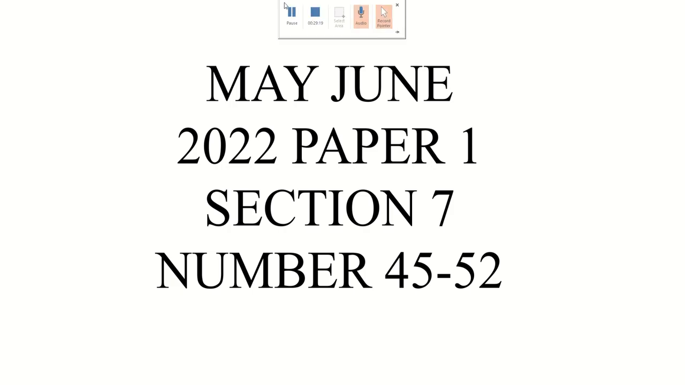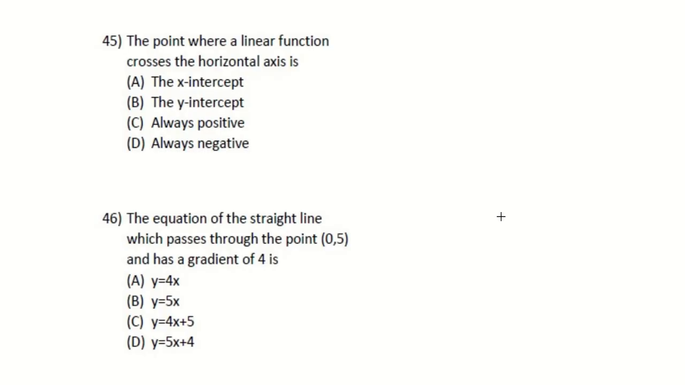Now we're looking at May, June 2022, paper 1, section 7. As we know, section 7 is relations, functions, and graphs. Number 45 to 52. Let's look at this here. The point where a linear function crosses the horizontal axis, you know that your horizontal is your x-axis, so that's your x-intercept. The equation of the line which passes through the point 0, 5, this is your y-intercept, so 5 is c, and then the gradient of 4, so you're looking for y is equal to mx plus c, so y is equal to 4x plus 5. So C is your answer.